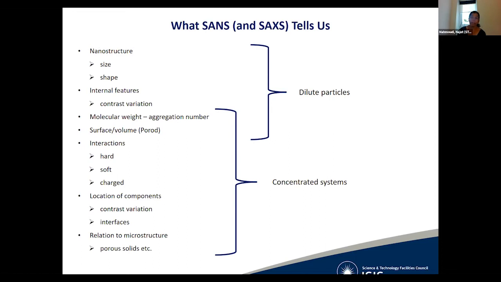We look at the interactions in case of concentrated systems, and that's the kind of system we encounter quite often in industry. These interactions can be hard, soft, charged. We look at the location of components, again using contrast variation, and interfaces. And we look at the microstructure in case of, say, porous solids.